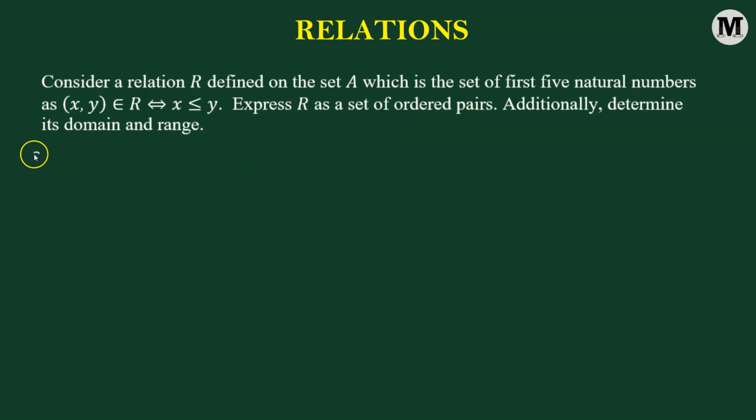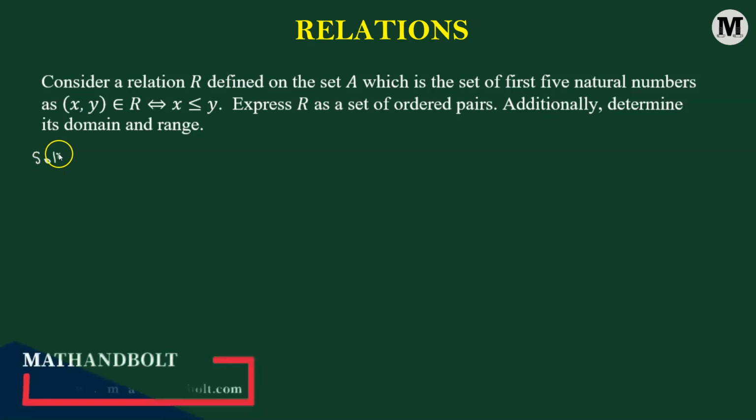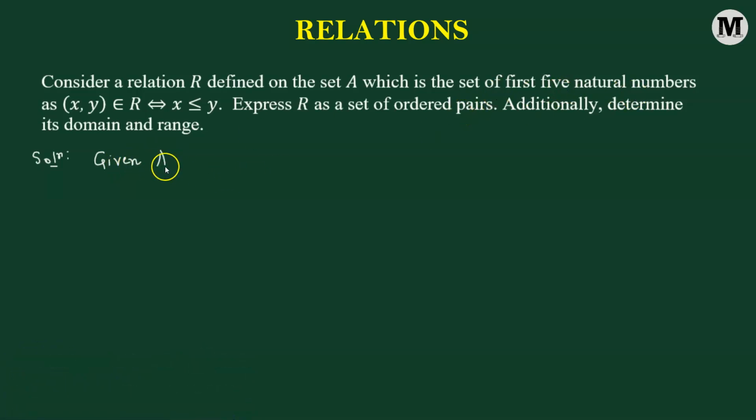Okay, let us begin. So first, let's note down whatever we are being provided with. Here we have the set A, which is the set of first 5 natural numbers. Let's write the set in the roster form. We have the elements 1, 2, 3, 4 and 5. So these are the first 5 natural numbers.